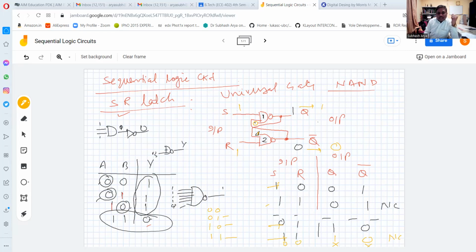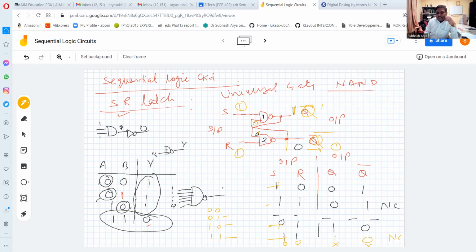Why? Because suppose this is 0 and this is 0. Both NAND gates would make the output logic 1, here 1, here 1, which is contradictory as far as logic is concerned, because this should be Q and this should be Q bar. If one is 1, the other has to be 0, and vice versa. Both cannot be 1. However, these logics are telling that 0, 0 means it should be 1, 1. So that is why it is not defined. That is why we put this cross for the 0, 0 state.